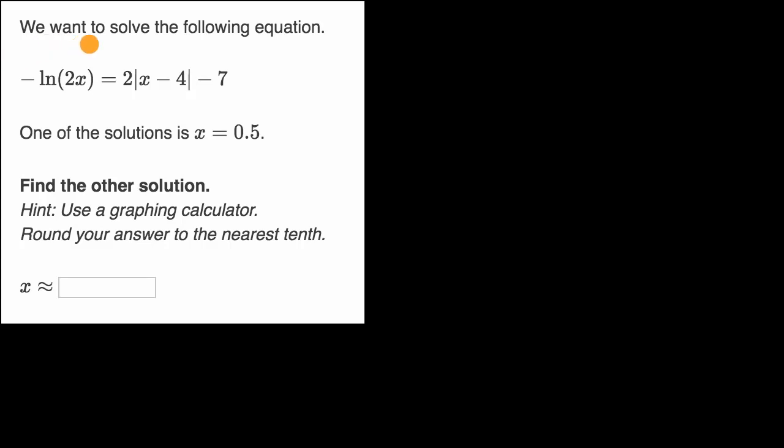We are told we want to solve the following equation: the negative natural log of 2x is equal to 2 times the absolute value of x minus 4, all of that minus 7. One of the solutions is x is equal to 0.5. Find the other solution. They say, hint, use a graphing calculator and round your answer to the nearest tenth.